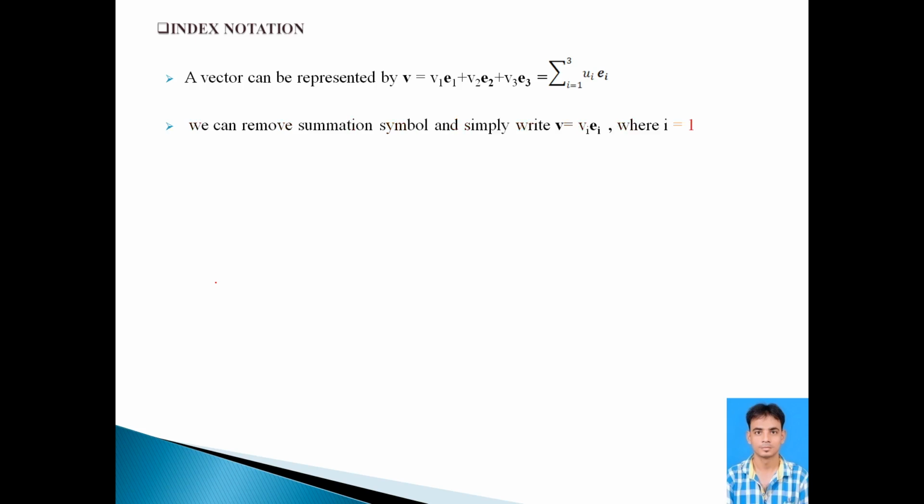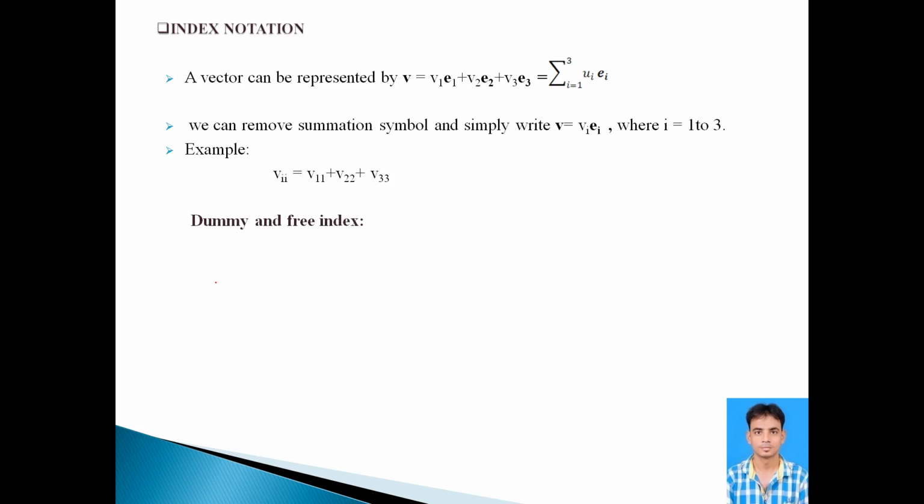So it is summed over i. We can remove the summation symbol and simply write v equal to vi ei, and this representation is basically the Einstein notation. So v equal to vi ei. Sometimes it is called Einstein notation or Einstein representation, where i equal to 1 to 3. Now for example, vii means v11 plus v22 plus v33, where i varies from 1 to 3.